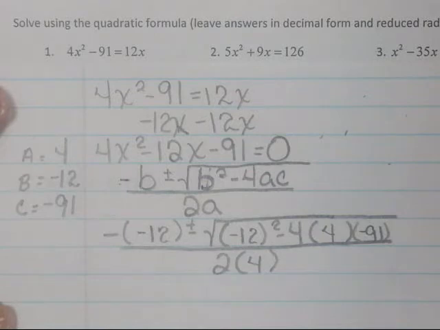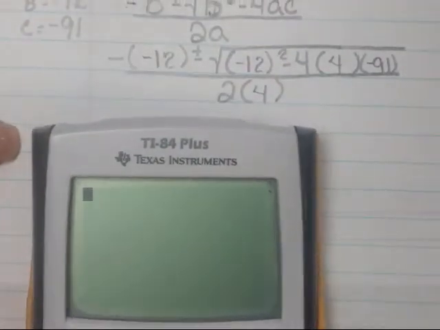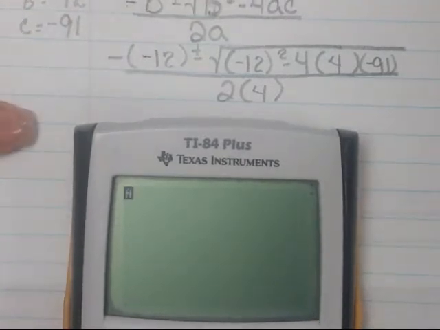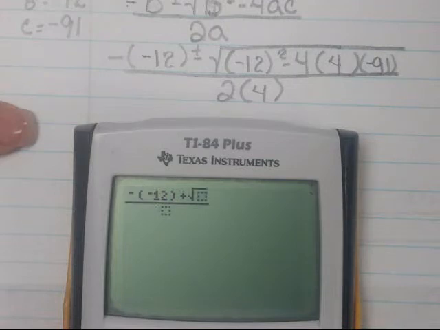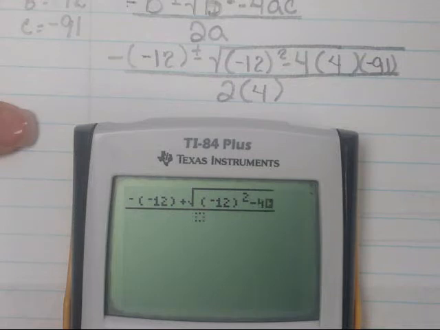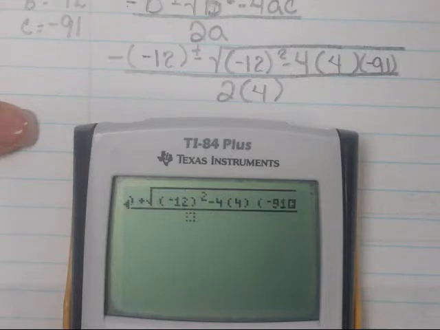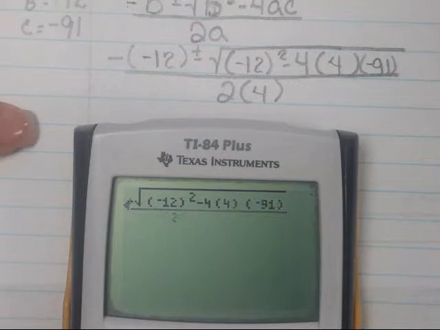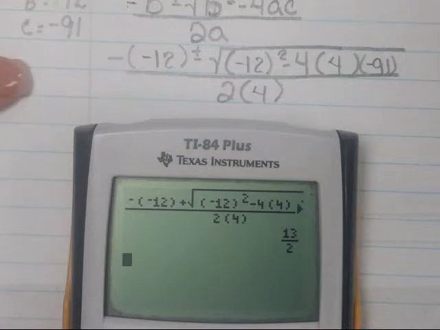I'm going to use my calculator at this time to type it in. So, alpha y equals enter, negative 12 plus the square root of negative 12 squared minus 4 times 4 times negative 91 over 2 times 4. And so my first solution is x equals 13 halves.